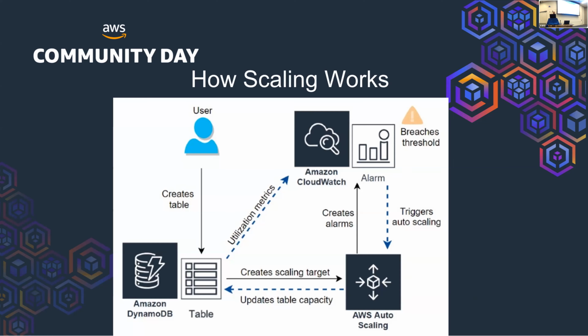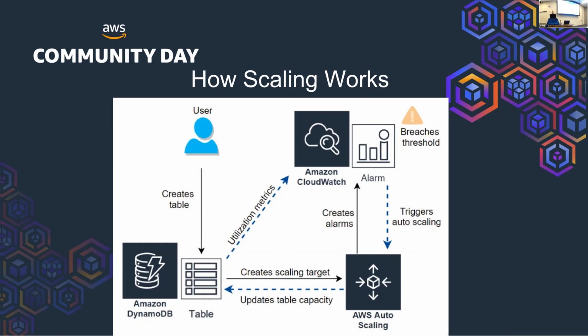So how scaling works. When you create a table and you enable auto scaling, what happens is, again, the utilization metrics are sent over to Amazon CloudWatch. And as soon as you create the table, it also creates a set of alarms in CloudWatch. And these alarms are basically based on utilization or consumption.